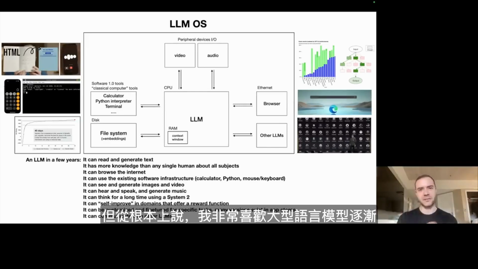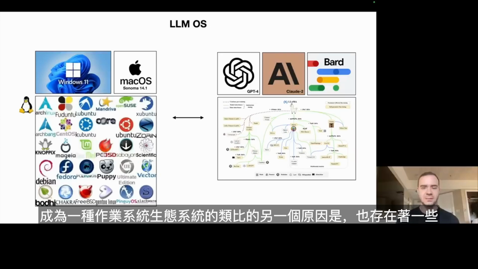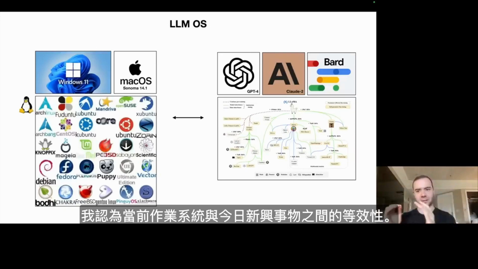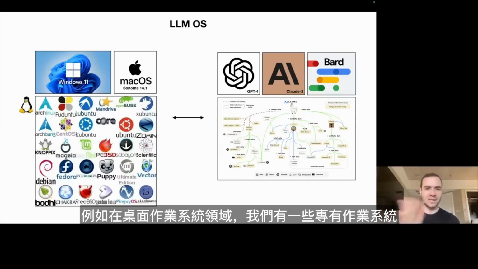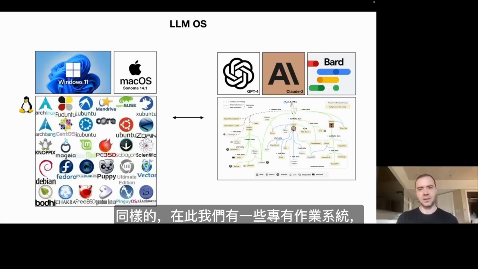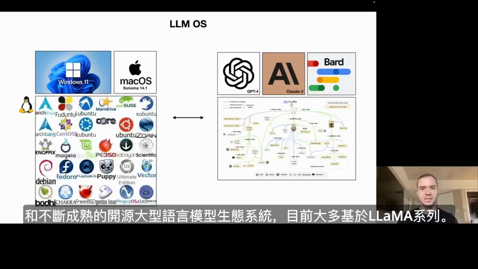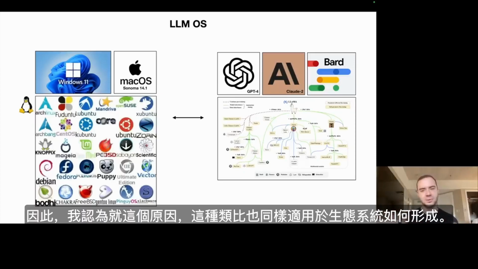But fundamentally, the other reason that I really like this analogy of LLMs kind of becoming a bit of an operating system ecosystem is that there are also some equivalents, I think, between the current operating systems and what's emerging today. So for example, in the desktop operating system space, we have a few proprietary operating systems like Windows and Mac OS, but we also have this open source ecosystem of a large diversity of operating systems based on Linux. In the same way here, we have some proprietary operating systems like GPT series, Claude series, or BARD series from Google, but we also have a rapidly emerging and maturing ecosystem in open source large language models, currently mostly based on the Llama series.